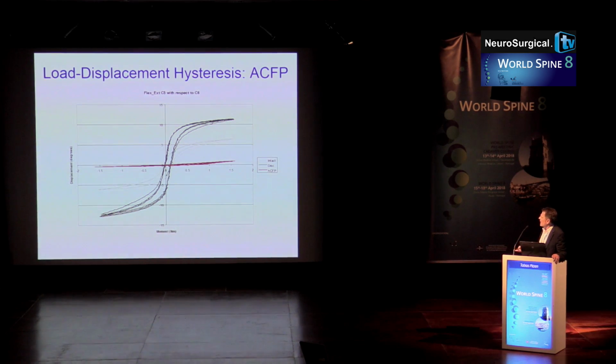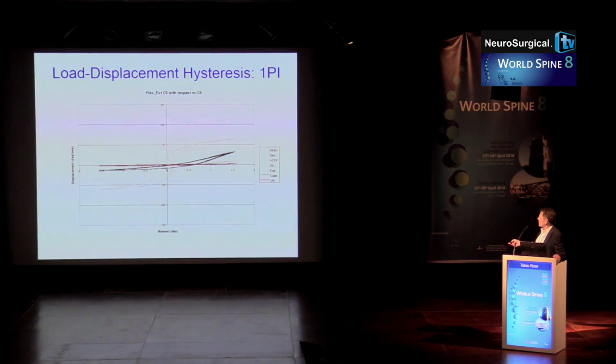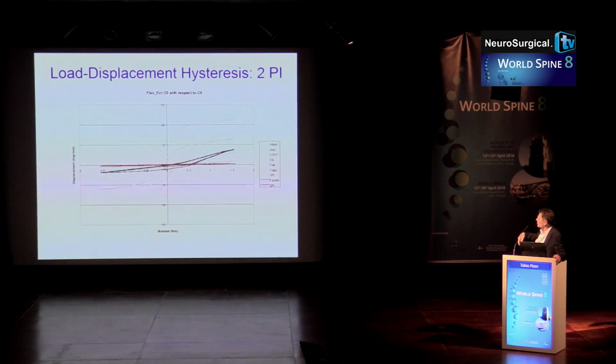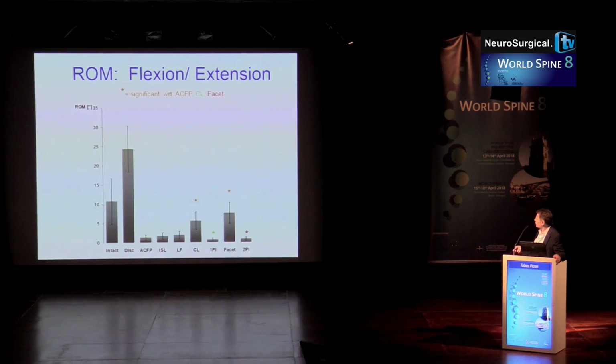Then you cut the supraspinous ligament, you see nothing. You cut the flavum, you see nothing. You cut the capsule, you see an opening. You apply the posterior instrumentation and you see it's bulletproof stable. You open it and chisel the facets, it's again getting a little bit more unstable, and you install the posterior instrumentation and it's bulletproof stable.